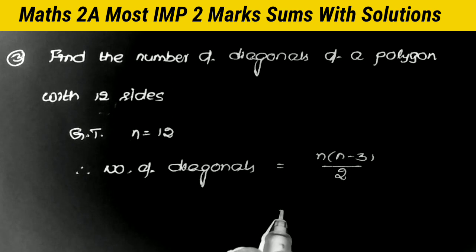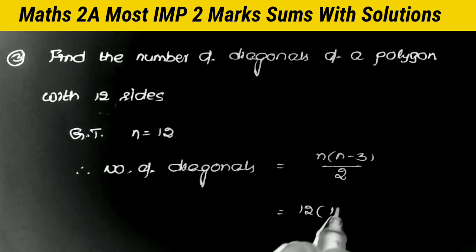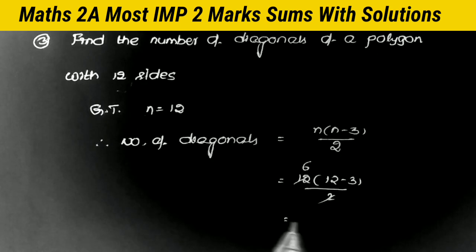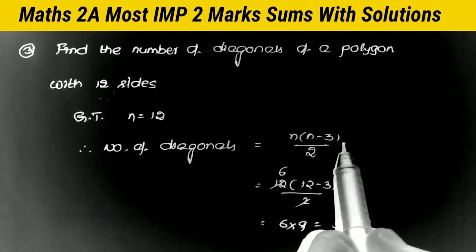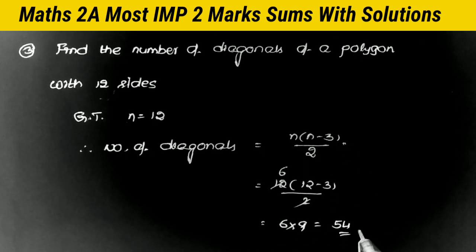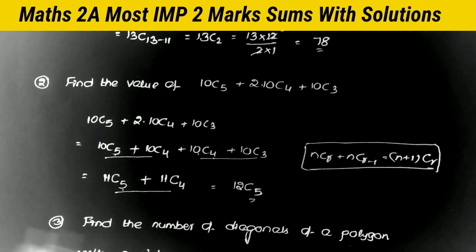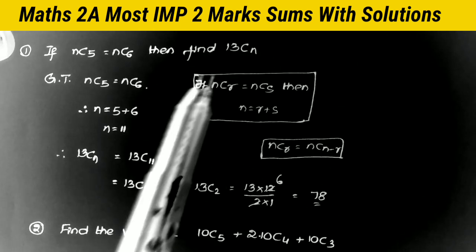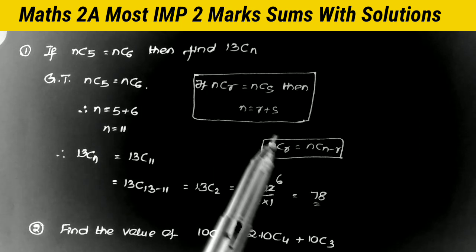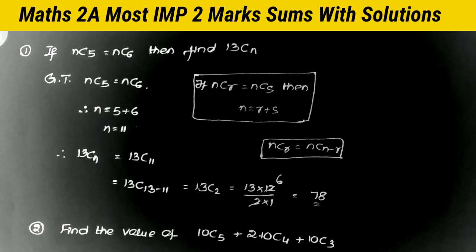Now replacing the value, this is 12 into 12 minus 3 by 2. It is cancelled by 6 times. 6 into 9 is equal to 54. That's all. For the formula 1 mark is given, and for this answer 1 mark is given. In this question it is compulsory that we must write the formula, 1 mark is given for the formula here.